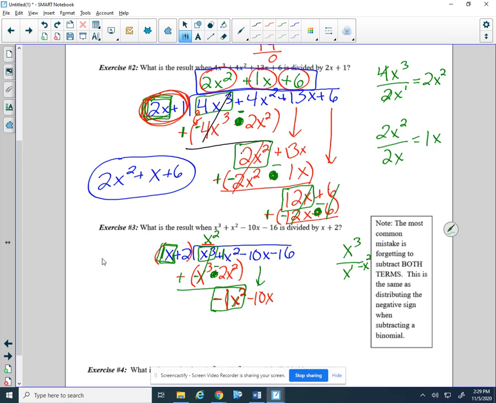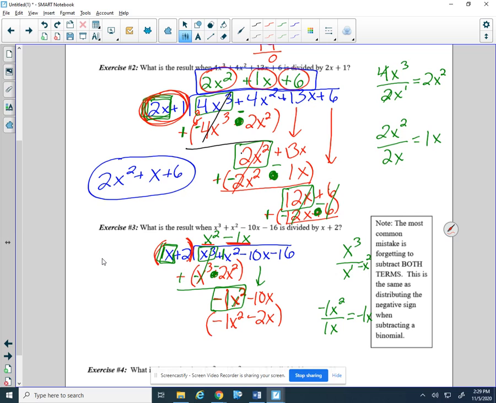We could write our division on the side. Negative 1x squared divided by 1x is going to be negative 1x. So once again, negative x is fine, but I'm going to write negative 1x to help with the multiplying. Then we're going to take our binomial and multiply it by the negative 1x. So x times negative x, or 1x times negative 1x, is negative 1x squared. 2 times negative 1x is negative 2x.